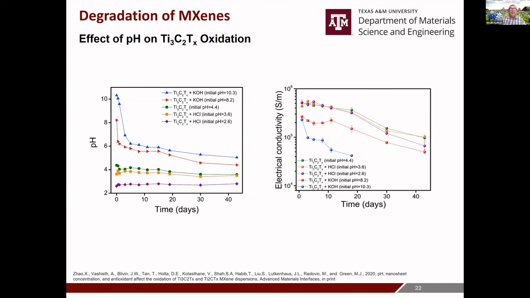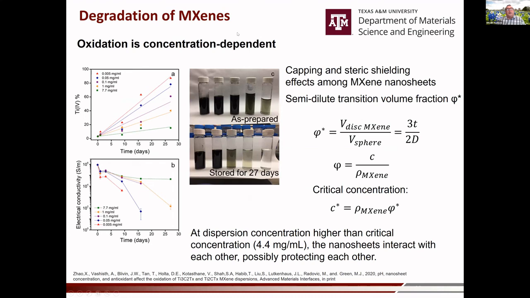Also, the oxidation is concentration dependent, as we know. And if you assume the model that capping or steric shielding affects that, basically protecting MXene from oxidation by each other, we can use a semi-dilute transformation model to calculate the critical concentration. When we put in the typical diameter and thickness of the MXene, we got a value of about 4.4 milligrams per milliliter. And the electrical conductivity results confirm that it's in good agreement with this.